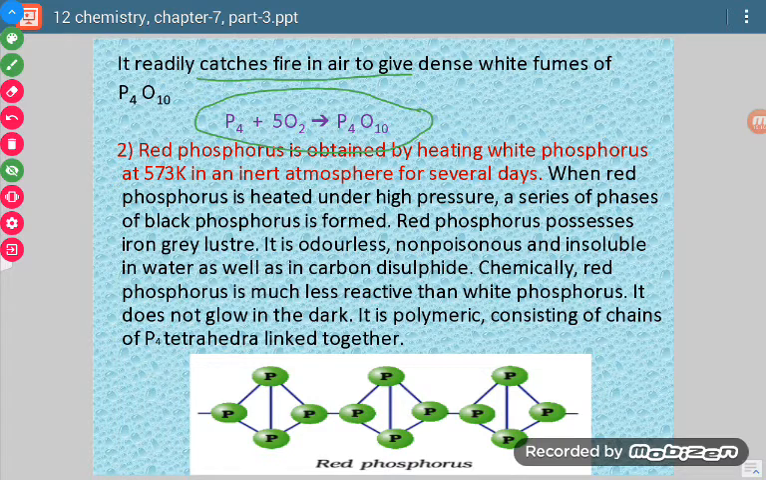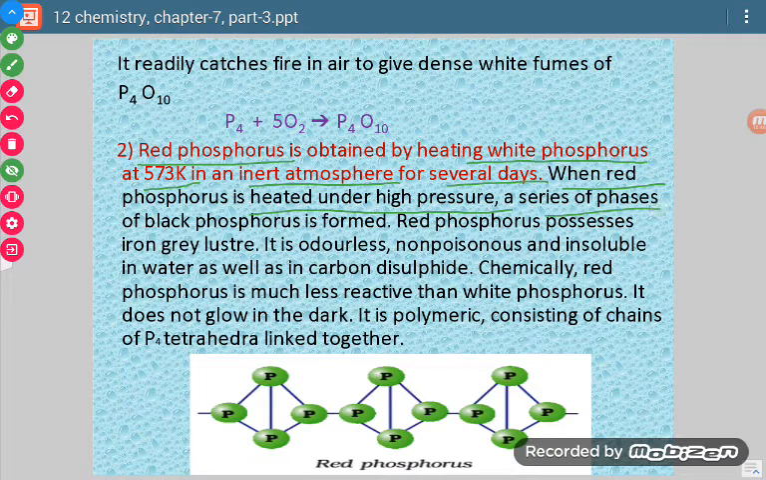Now let us come to the second one, red phosphorus. Red phosphorus is obtained by heating white phosphorus at 573 Kelvin in an inert atmosphere for several days. Means we have to heat for long in an inert atmosphere, then we get red phosphorus. When red phosphorus is heated under high pressure, a series of phases of black phosphorus is formed. This is the third allotropic form of phosphorus.